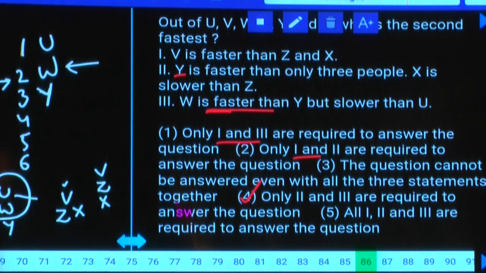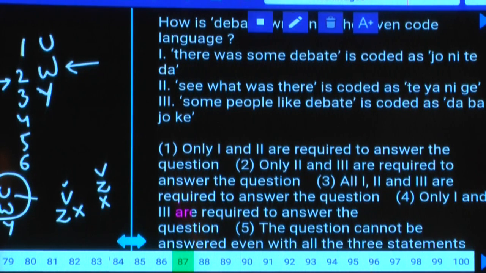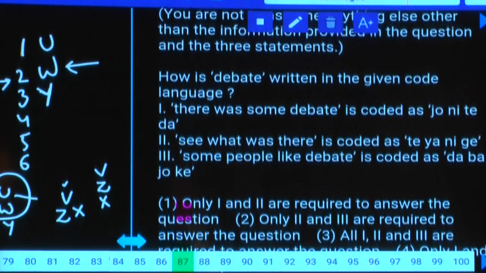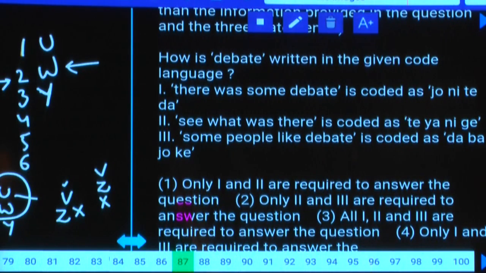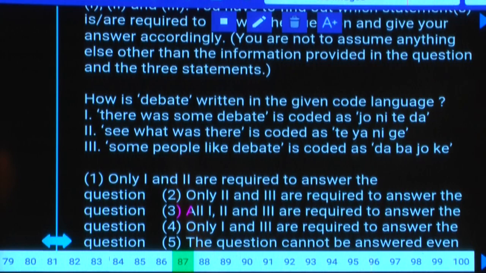Done with this? By combining 2 and 3, we can determine the person who is the second fastest. And this is about 86. Then question number 87. Now, in this question number 87, it is based on coding and decoding. Now, tell me what is the question here? How is debate written in the given code language?